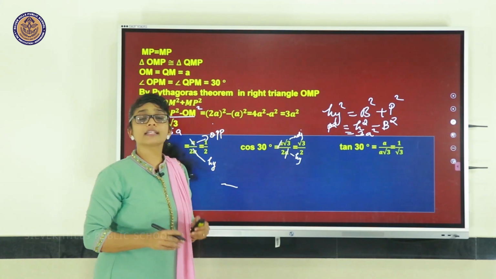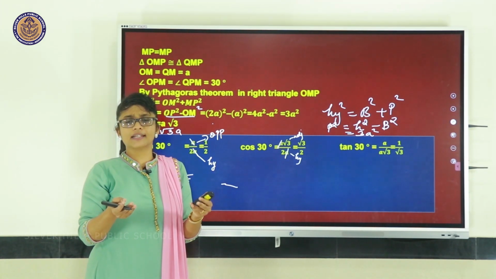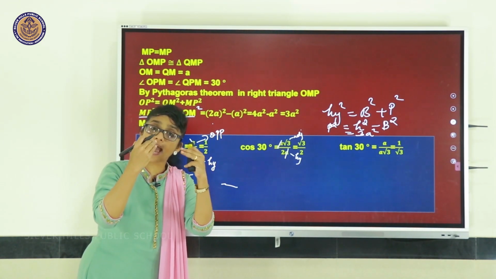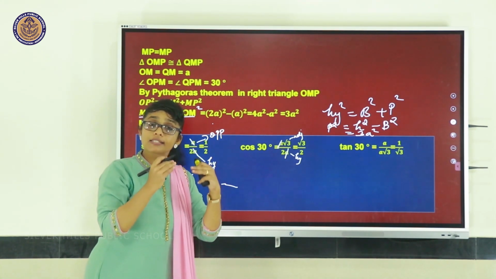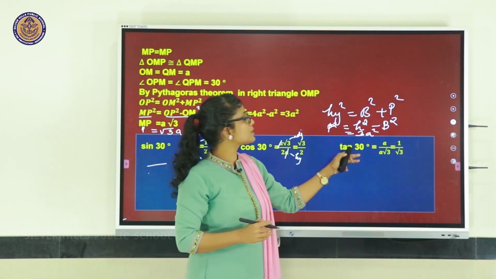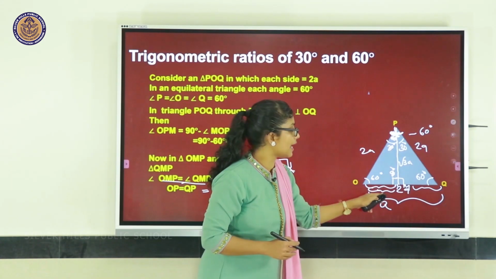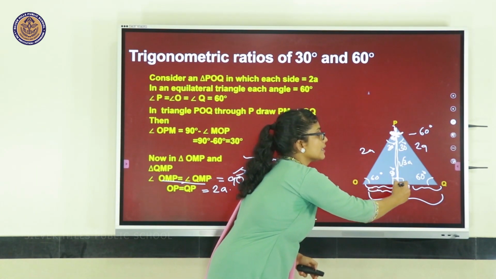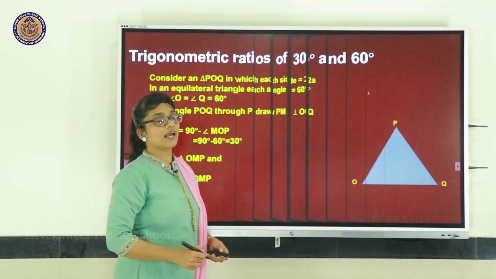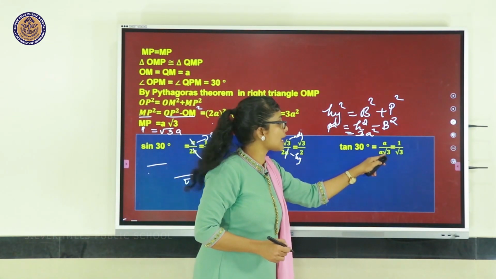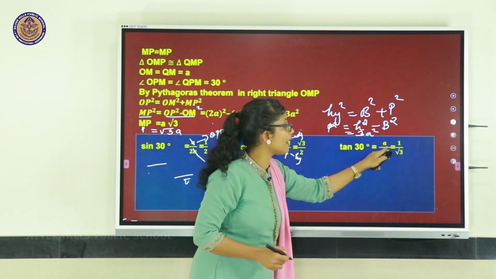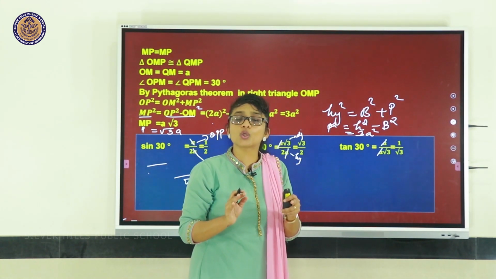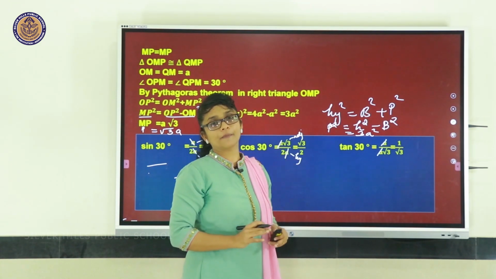And the third one is tan 30. What is tan 30? Opposite side by adjacent side. Opposite to angle 30 is A, and adjacent to angle 30 is root 3A. So opposite side by adjacent side is A by A root 3. A cancel, then it is equal to 1 by root 3.